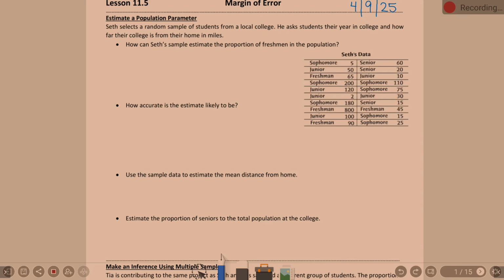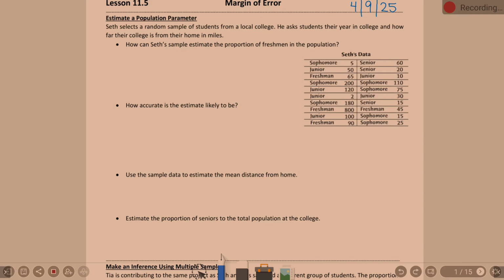In 11.5 notes, we're talking about margin of error. One of the examples we'll get to later on in the notes talks about someone claiming to be a 75% free throw shooter. If you're claiming you're a 75% free throw shooter, does that mean you're always going to hit exactly 75% of your shots? No. 75% is more of an on-average thing, right? Some days you might hit more, some days you might hit less.